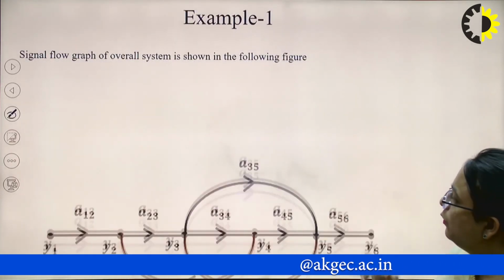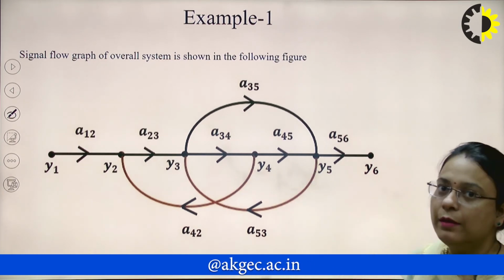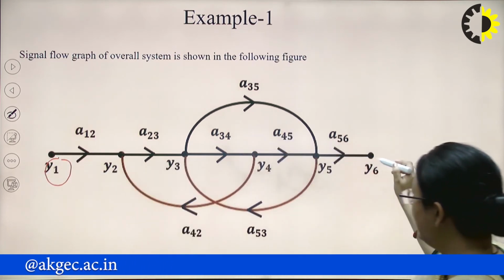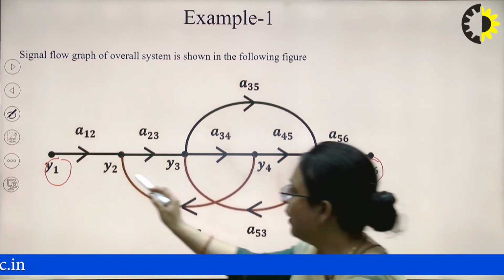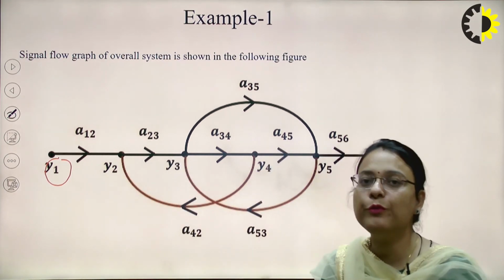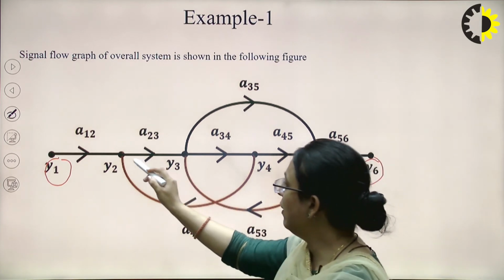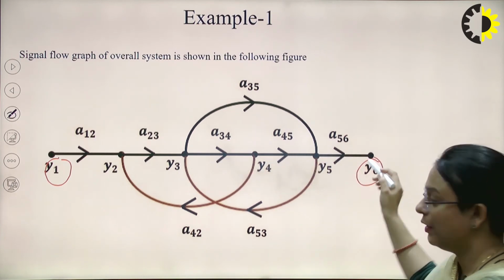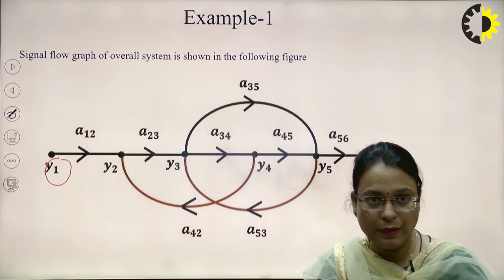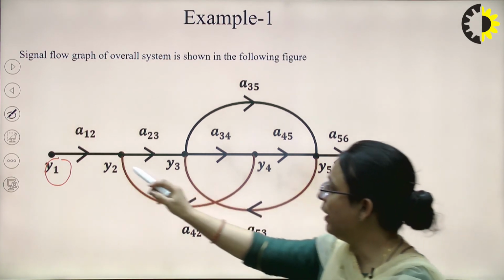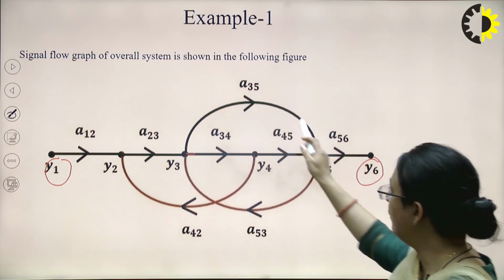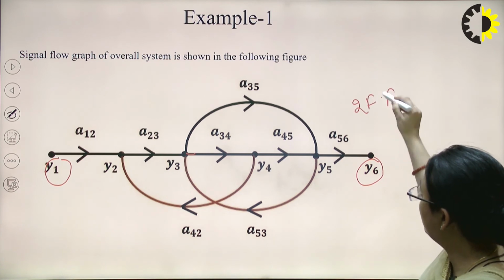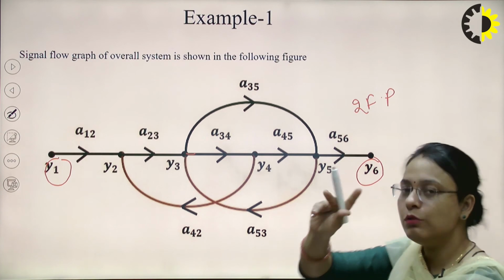So this is the overall SFG that I have formed in the previous slide. Here y1 is the input node, y6 is the output node, and y2, y3, y4 and y5 are the four variables. This is the forward path from y1 to y2, y3, then y4, y5 and y6, forming a single forward path. Another forward path is formed by y1, y2, y3, then y5 and y6. So there are two forward paths for this SFG, and we have two feedback loops here.